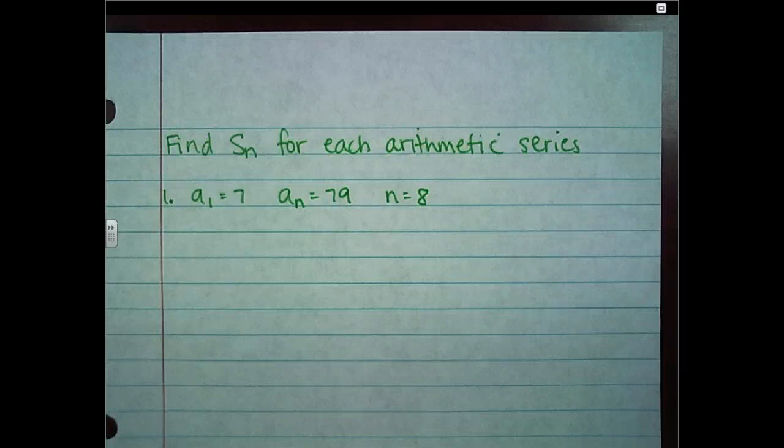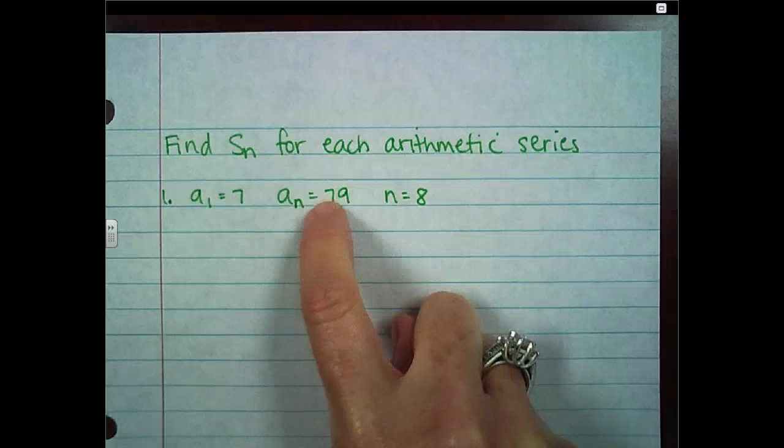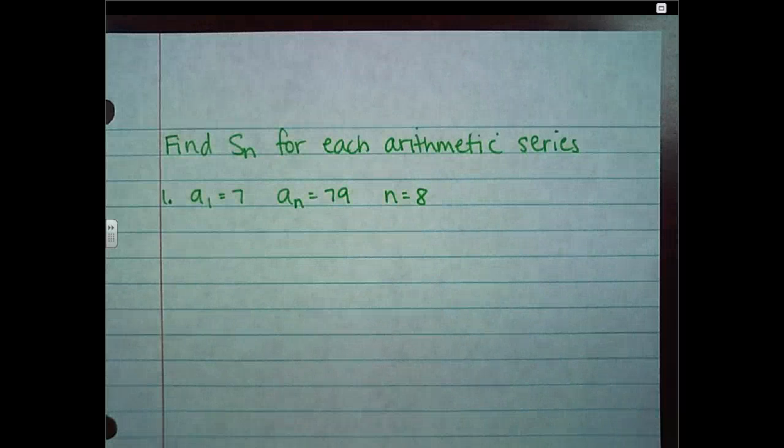Okay, find the sum. Now remember, hopefully the more you can train yourself to not look on the board for the formula or in your notes, the better, right? Because you won't have them on the test. So if I want this sum, I know my first term is 7, I know my nth term is 79, and I know there are 8 terms, right? So technically what I'm actually saying here is that this is what term number, guys? This is the 8th term, right? Okay.